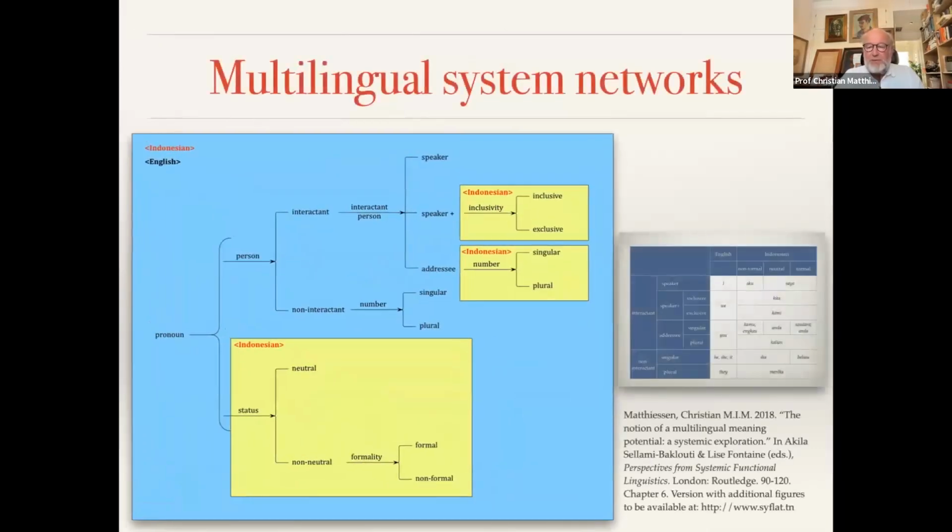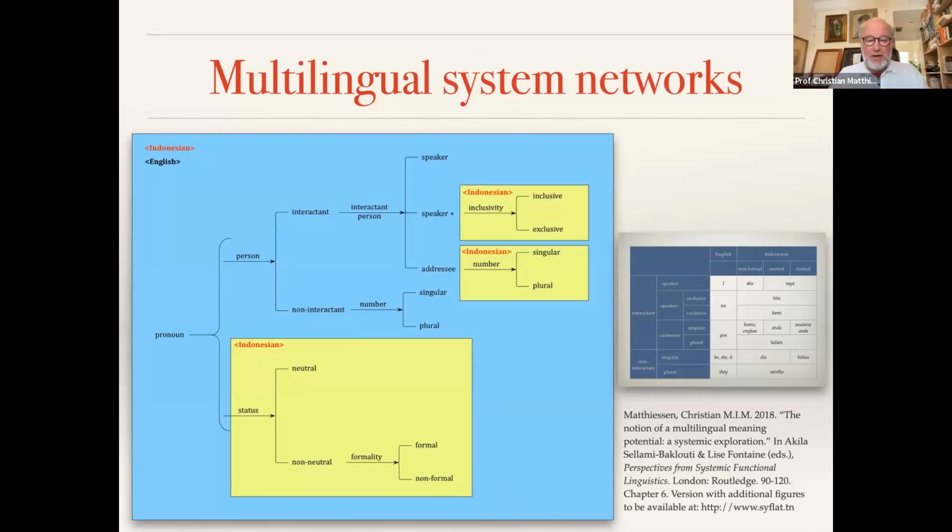Let me illustrate this very simply from a multilingual system network involving the pronoun systems in English and Indonesian. What you have in blue applies to both languages. So that involves, if you have a pronoun, a choice in person: interactant, non-interactant; if interactant, speaker, speaker plus others, or addressee. Then what is not shared is set out in partitions. And these partitions are then conditioned by the language. In this case, partitions for Indonesian, and I set them out in yellow.